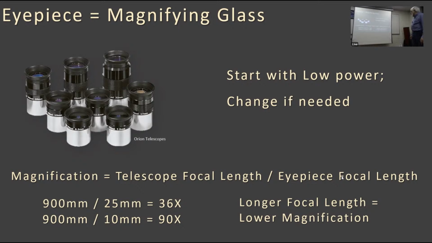So the longer the focal length of the eyepiece, the lower the power. So if you're using your telescope, you want to start out with a larger number on your eyepiece and then go to the smaller numbers as you increase, as you want to enlarge the object.